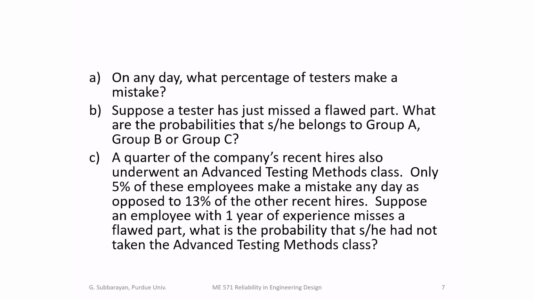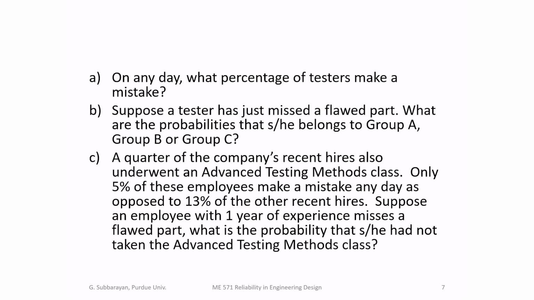So in other words, this is similar to the previous example. Given a failure event, what's the probability that it occurred because the tester belongs to group A, group B, or group C? Okay. And a further question is a little involved.